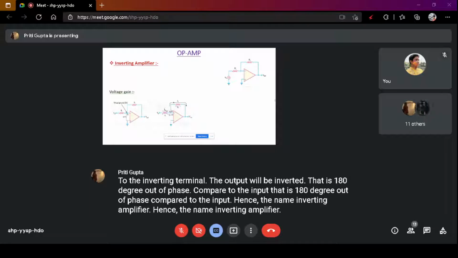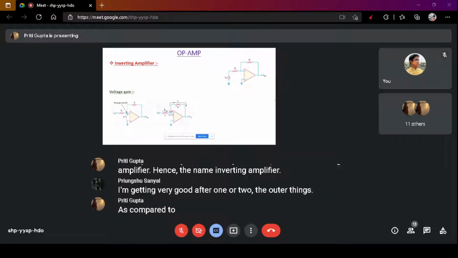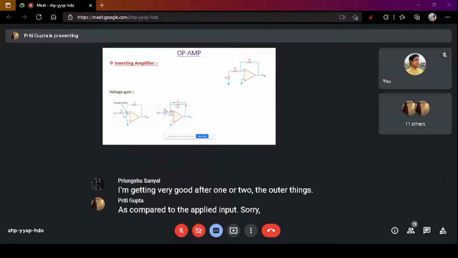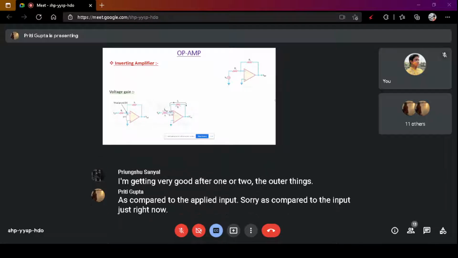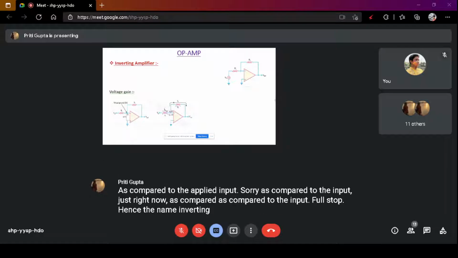Ma'am, can you repeat after 180-degree out of phase? As compared to the input. Full stop. Hence the name inverting amplifier.